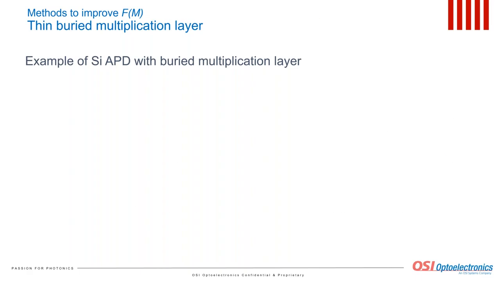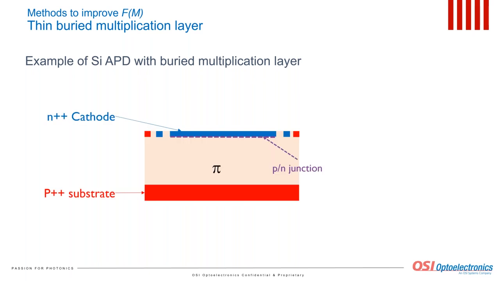The other method to improve the F factor is creating a narrower and more uniform multiplication region, which produces a narrower gain distribution and hence lower F factor values. This is achieved by using thin epi layers and deep implanted or buried multiplication layers in silicon, germanium, and compound semiconductors. As an example of silicon devices, a buried multiplication layer P+ can be created underneath the front side cathode with a small spacing. This allows us to exclude certain surface dark currents from multiplication and to create a more uniform electric field within the avalanche layer.